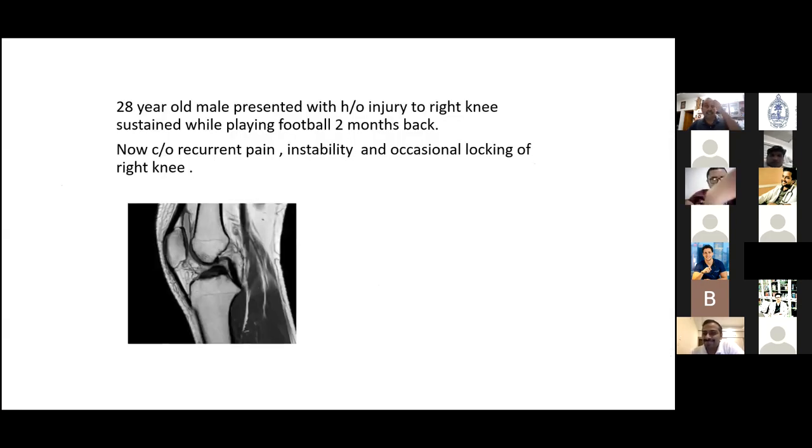Yes, sir. So this is a 28-year-old male presented with a history of injury to the right knee sustained while playing football 2 months back. Complaints of recurrent pain, instability, and occasional locking of the knee. This is the MRI.